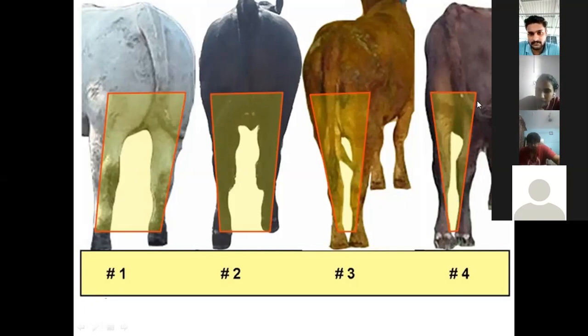So it is not a square or rectangular, sorry, triangular shape. It is more triangular shape. You can see this shows the animal is not highly muscled. The same thing you can follow in the case of goat also. I will be telling that also when the goat slides come. Same thing is followed.